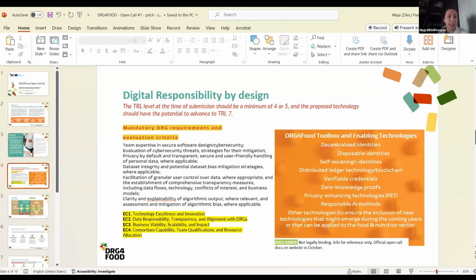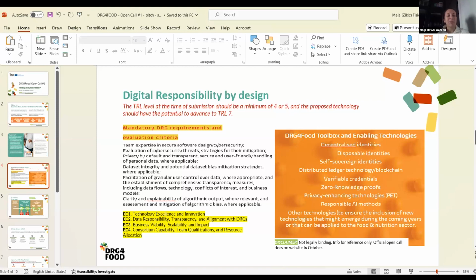However, at the application stage, you need to double check some questions in our application form related to some mandatory digital responsibility requirements. For example, your team's expertise in software design and cybersecurity, then the clarity and explainability of your output, then data set integrity, and similar. So these are really the minimum criteria that we will be double checking in your application forms. So make sure to pay attention to this particular aspect and this set of questions.